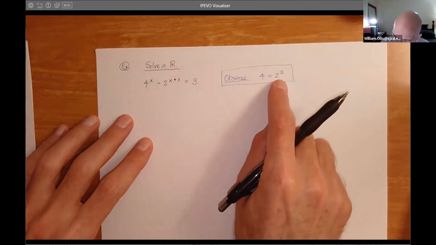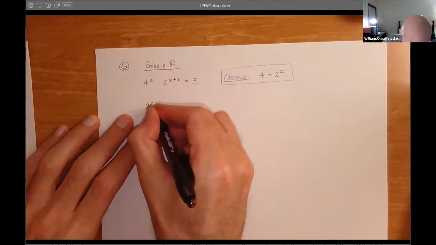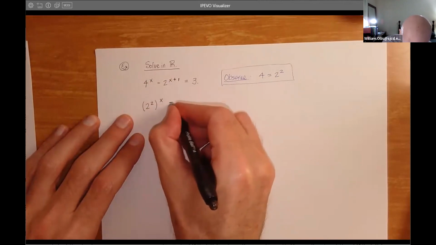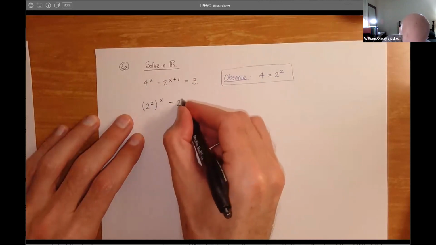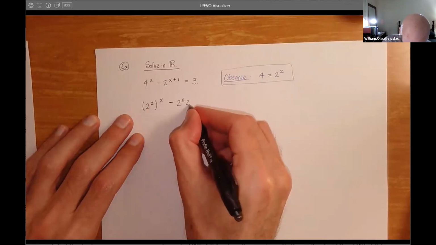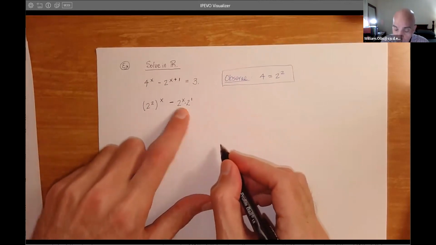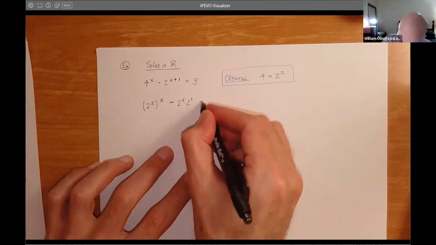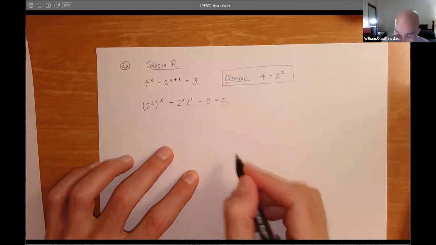So now we can replace 4 with 2 to the 2. So we get 2 to the 2 for 4, which is raised to the x power. And then of course, 2 to the x plus 1 is 2 to the x times 2 to the 1. Put a little dot there if that helps the understanding. 2 to the x times 2 to the 1. Laws of exponents. And then of course, the 3 here, we can just bring over, subtract 3 from both sides.